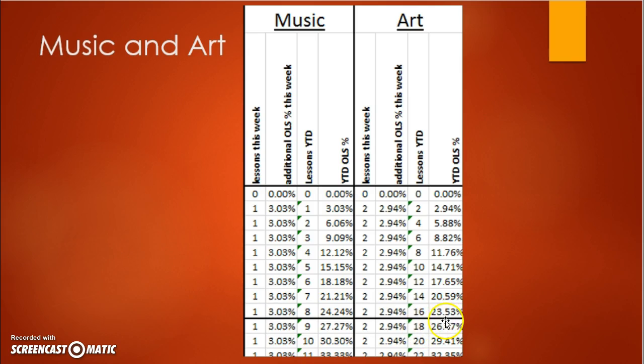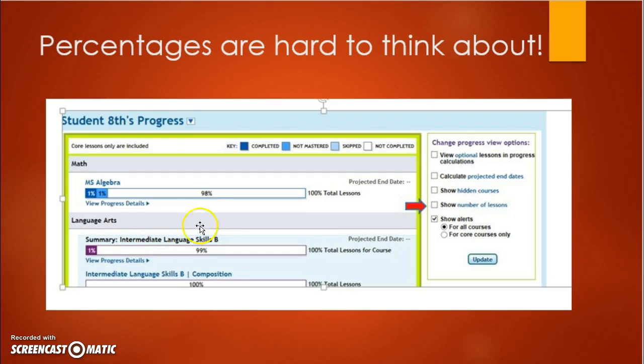But it's more obvious if you say, hey, I only have 8 out of 16. That's like half. It's less obvious if you're like, hey, I have 18% out of 23%. I have no idea if I'm on track. What's my grade? How far behind am I? So it is easier, in my opinion, to talk about number of lessons because percentages can be hard to think about.